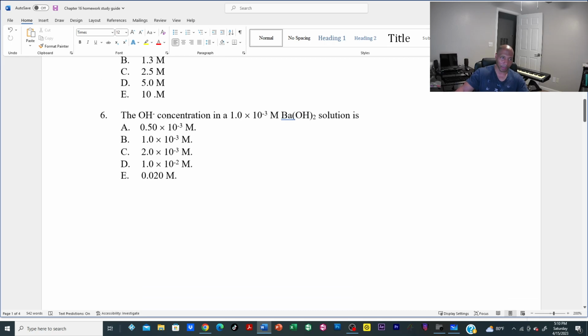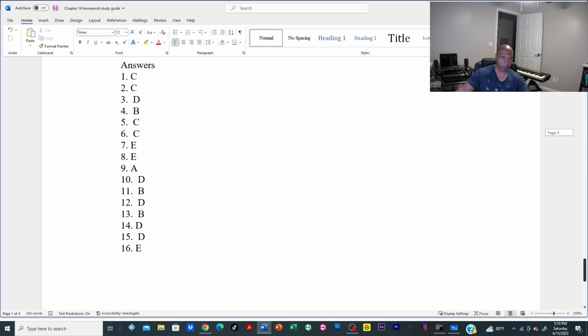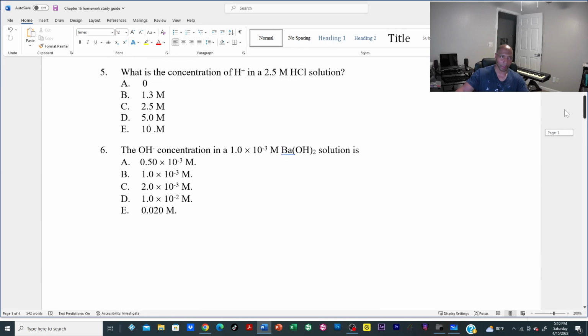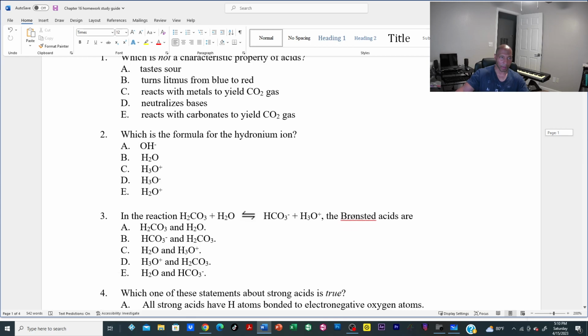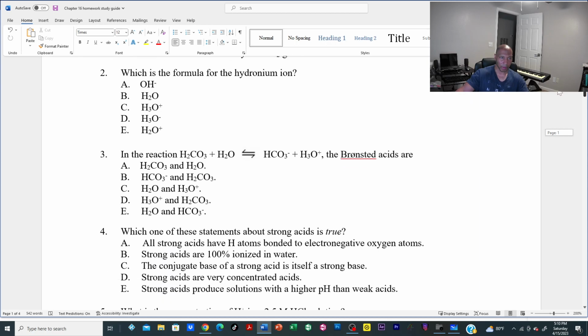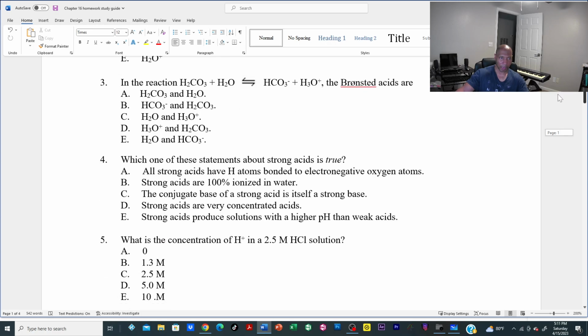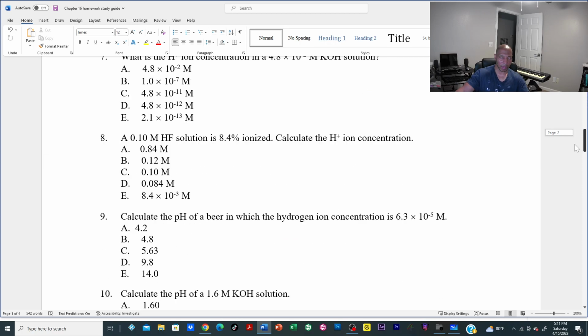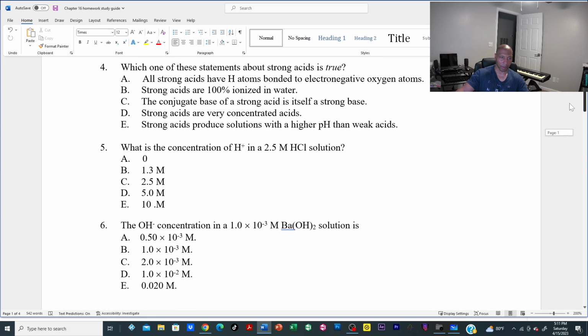Okay, so 5 and 6 are both C. Let me go down to my answer key to make sure that that's what I put. 5 is C and 6 is C. 1 was C, 2 was C, 3 was D. So CCDB. So let's see what I have right here. CCDB. Okay, yes, so far so good.